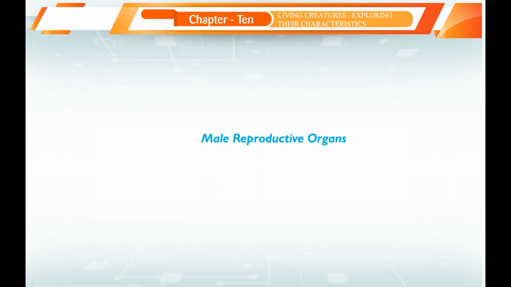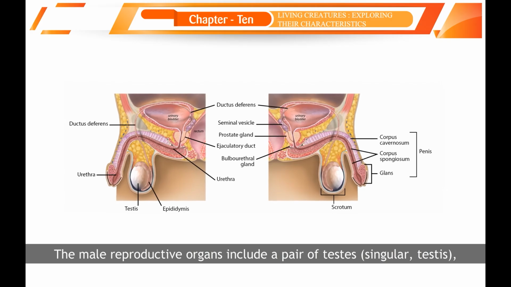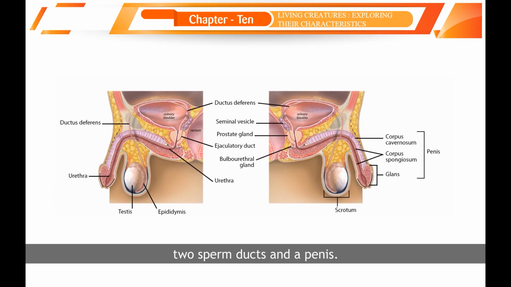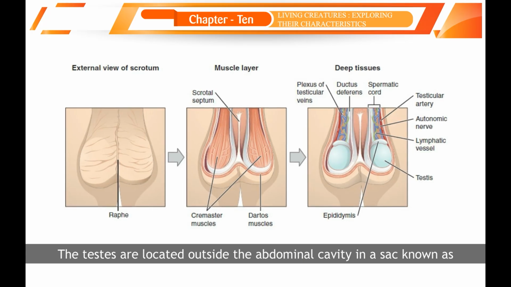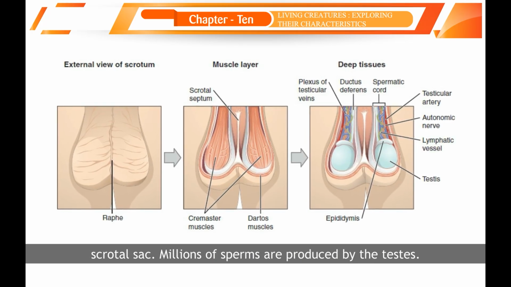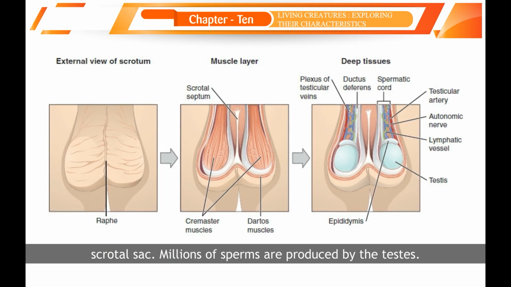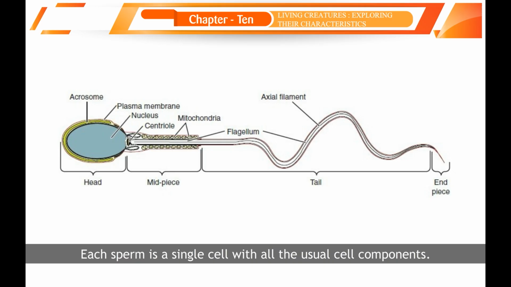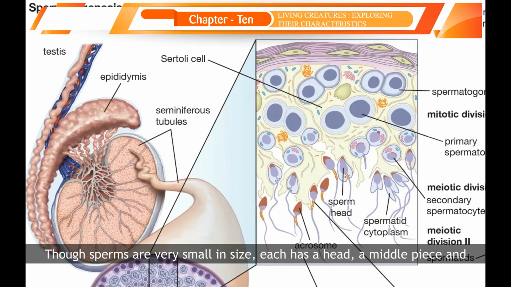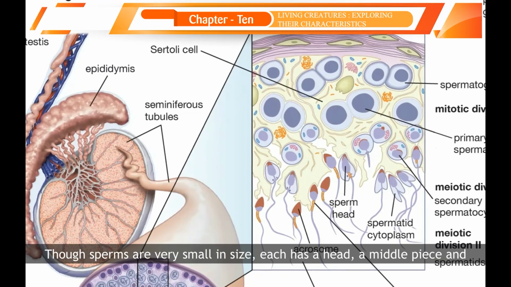Male reproductive organs. The male reproductive organs include a pair of testes, singular testis, two sperm ducts, and a penis. The testes are located outside the abdominal cavity in a sac known as scrotal sac. Millions of sperms are produced by the testes. Each sperm is a single cell with all the usual cell components. Those sperms are very small in size, each has a head, a middle piece, and a tail.